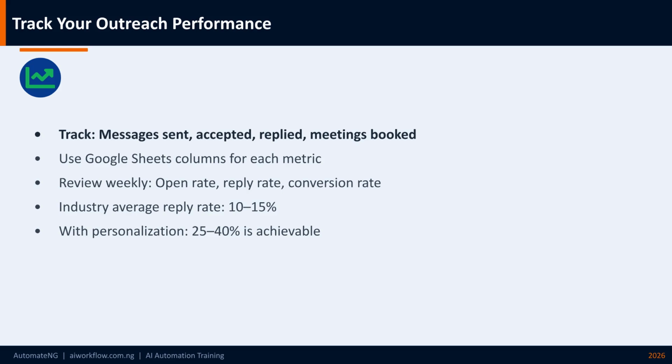Use your Google Sheet as a simple CRM to track key metrics like messages sent, replies, and meetings booked. The industry average reply rate is 10 to 15%, but with good personalization, you can achieve 25 to 40%.